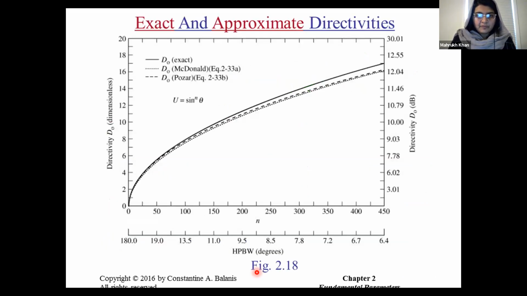Now, if we compare it with respect to n, you can see that for a high number of n's, both of these approximations have similar behavior. Like the Poisson and McDonald's are very near to each other, but with a low number of n's, they are very, very similar to the exact approximation. Okay, the trend is the same for the omnidirectional pattern, that for a high number of n's, your beam width decreases.